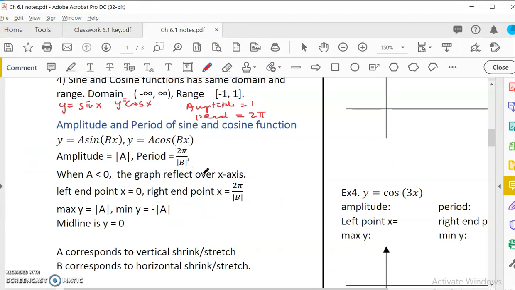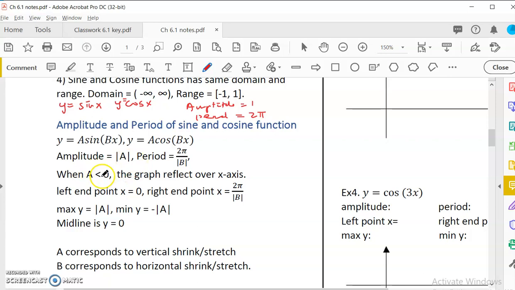If I have a number a that I multiply outside, the absolute value of it is the new amplitude. If I have a number b multiplied inside, then the new period is 2 pi over b. b is the frequency, the number of cycles in 2 pi.